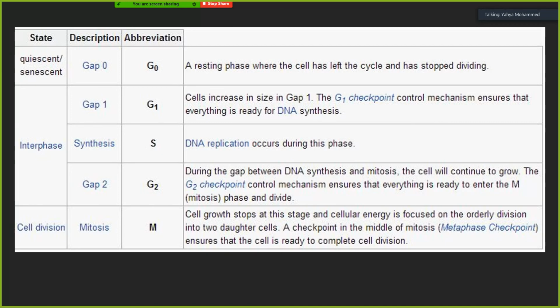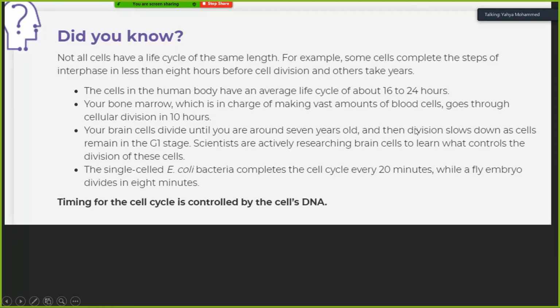This is just a review slide of the different phases of the cell cycle. So let's just make sure we know specifically. In G0, remember, G0 is the resting phase, where nothing's really going on. In G1, the cell increases in size, it grows, and there's a G1 checkpoint. In S phase, DNA replication occurs, so DNA is doubled. And in G2, the cell continues to grow, and everything's being made ready for mitosis, and there's a G2 checkpoint. So this is the same thing, just everything on a table.